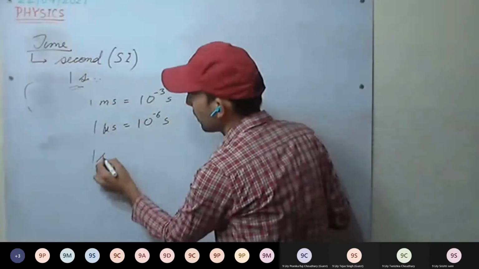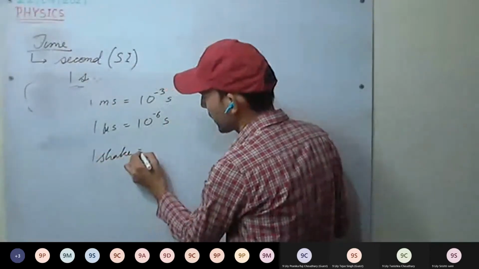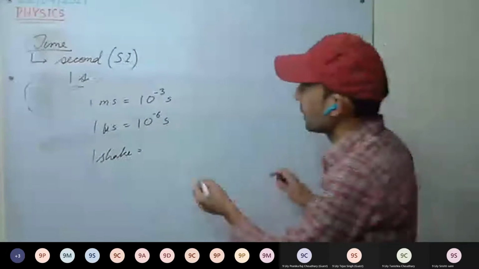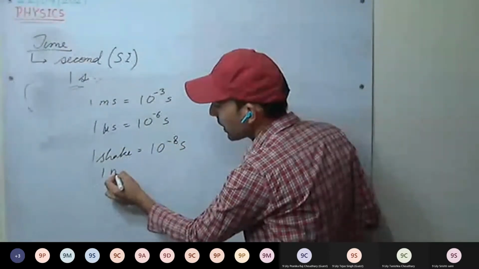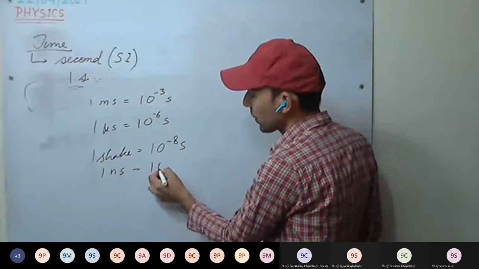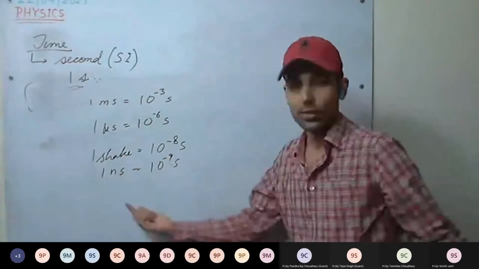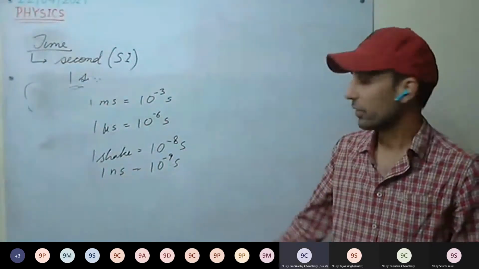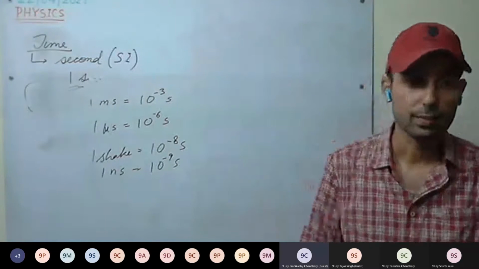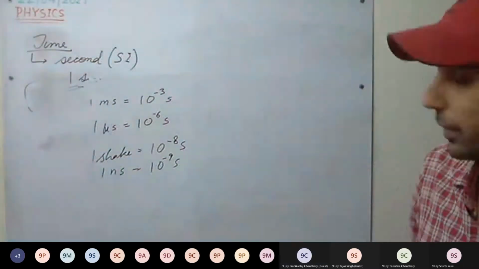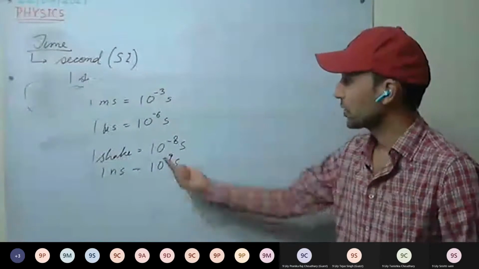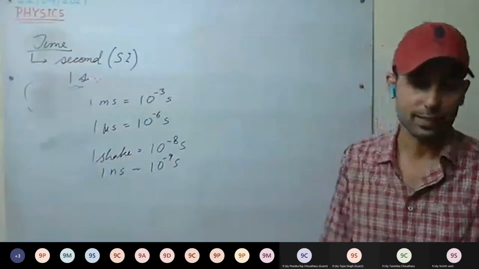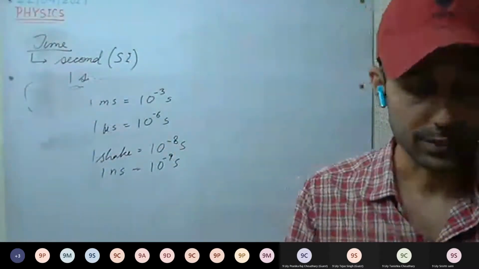Similarly, one shake is 10 raised to power minus 8 second. Similarly, 1 nanosecond. Nano is always 10 raised to power minus 9. Sir, there is no symbol for shake? No symbol; I'll check on the net if any symbol is there. One shake is 10 raised to power minus 8 second. These are smaller units.